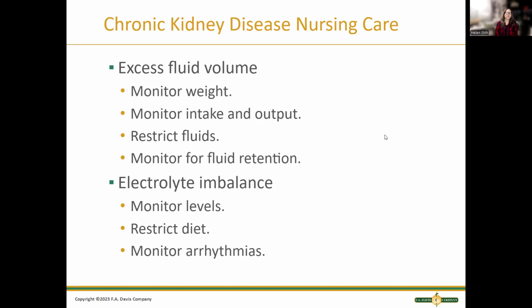For excess fluid volume, we're going to monitor weight, intake and output, restrict fluids, and then monitor for fluid retention. For electrolyte imbalances, we're going to monitor their levels and restrict diets so that we limit the potassium and sodium that they receive. And then we're going to monitor for arrhythmias because if their potassium is too high, that could cause an irregular heart rate.